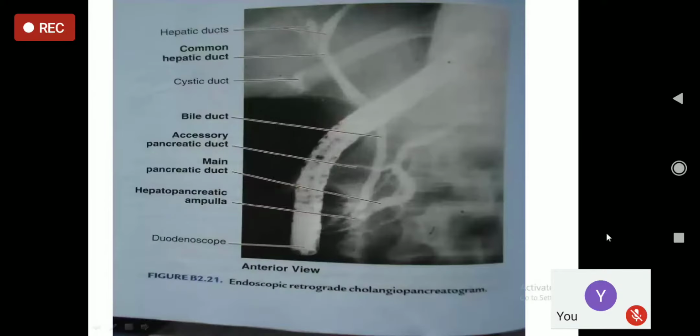So this is the endoscopic retrograde cholangiopancreatogram. This is the contrast X-ray visualizing the duct system of the pancreas. This is the bile duct, this one is the main pancreatic duct, and this one is the ampulla of Vater.